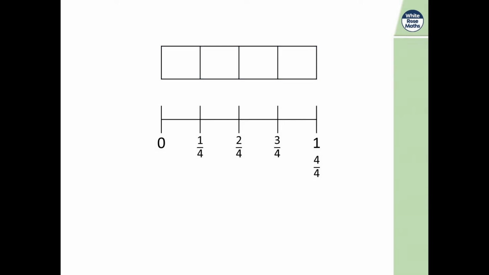What happens if I divide each section into 2 equal pieces? I now have 8 equal sections, or eighths. Let's look at that on the number line. If I colour 2 of those eighths, you can see 2/8 on the number line there, and you can see it's directly above the 1/4. 2/8 is equivalent to 1/4.